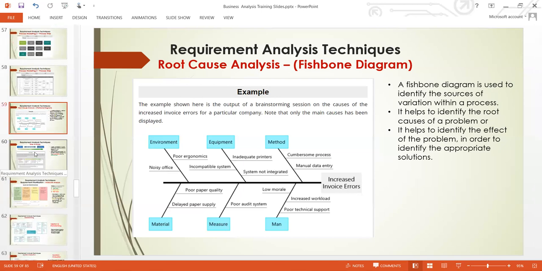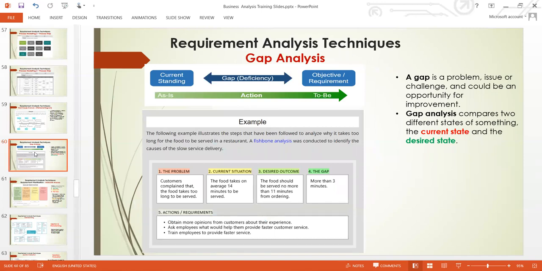Now, we're going to look at gap analysis as a technique. A gap is a problem, issue, or challenge and could be an opportunity for improvement. Gap analysis compares two different states of something, the current state and the desired state. We've treated gap analysis during the process map, but that's as a process, not as a gap analysis. So now we're looking at gap analysis as its own technique.